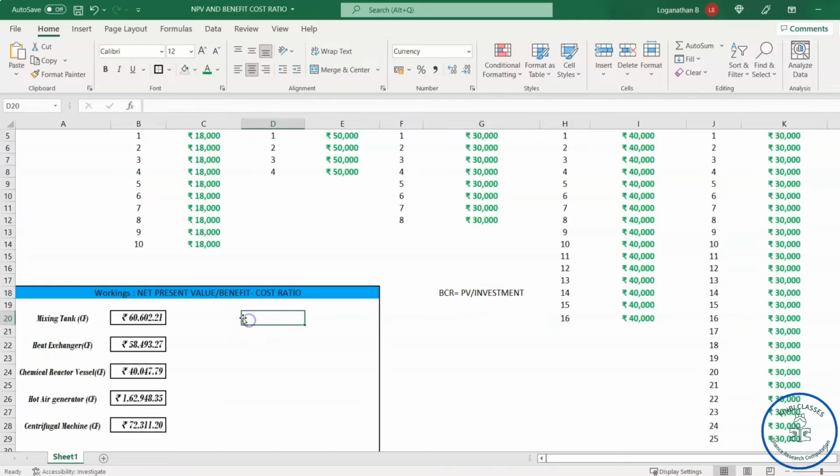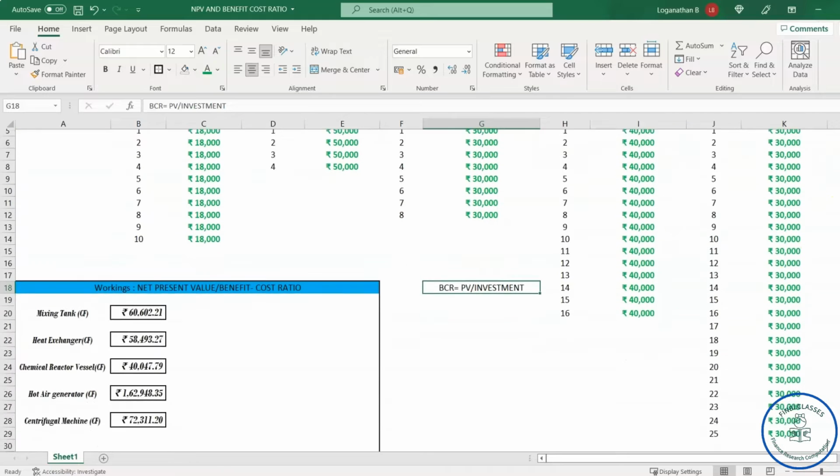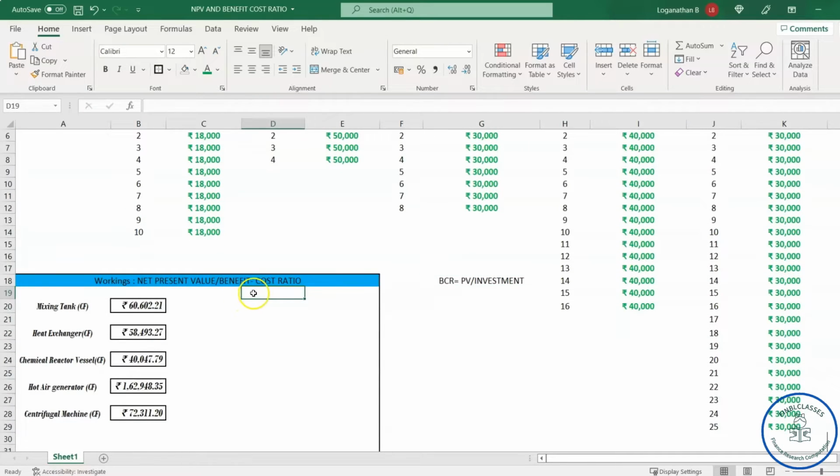Now we have to find the present value. So this is your net present value, but we have to find the present value, and the investment value has been given. So here we have to calculate the present value. So I put it as PV, and we know what is the investment for individual chemical equipment, right? So I first put the investment value because we can reference that.